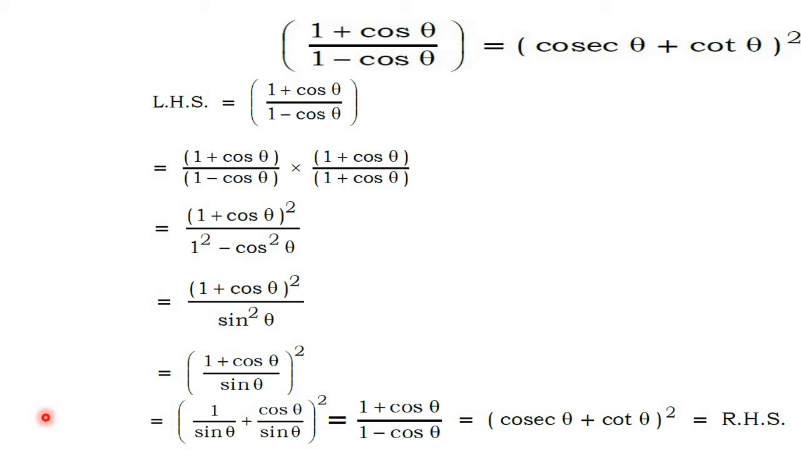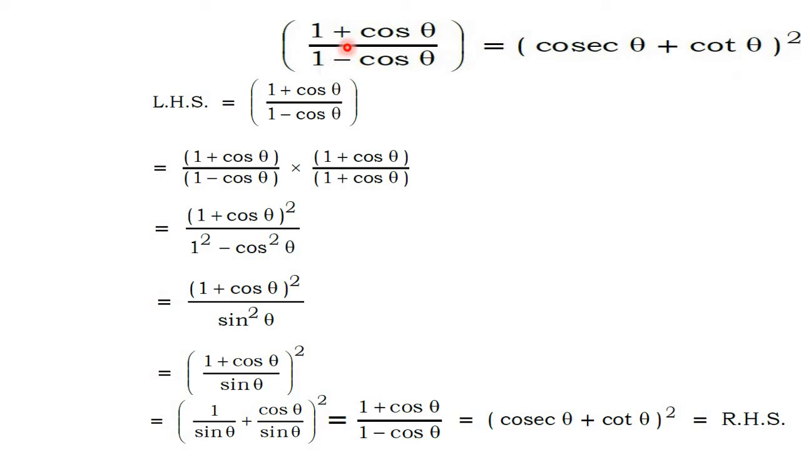Students, we are discussing Introduction to Trigonometry chapter. In this chapter, we are solving some of the sums on trigonometric identities. Let us solve this problem. (1 plus cos theta) divided by (1 minus cos theta) is equal to (cosecant theta plus cot theta) whole square.